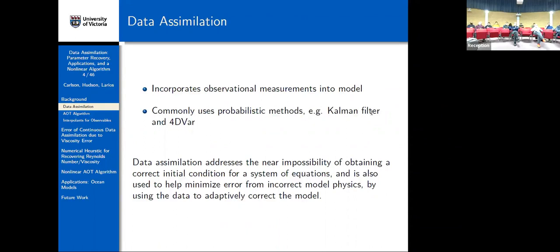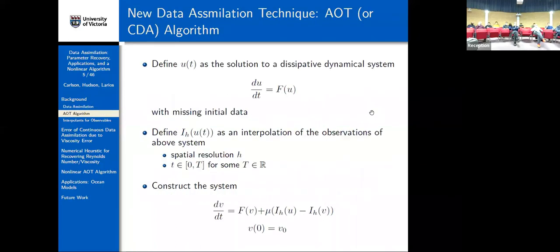The idea is that data assimilation addresses this near impossibility of obtaining correct initial conditions and is also used to help sometimes minimize error from incorrect model physics by using the data to adaptively correct the model. And we're going to talk a little bit about this in the context of recovering parameters, specifically viscosity in the Navier-Stokes equations. And then we'll go into Lorenz and talk about recovering the three main parameters in there as well. So specifically, let's start with the data assimilation technique.